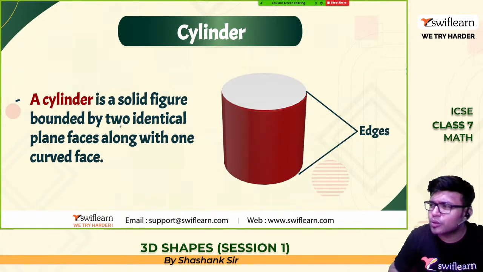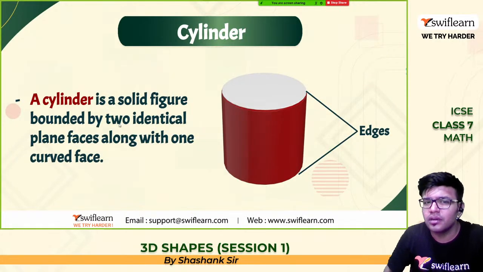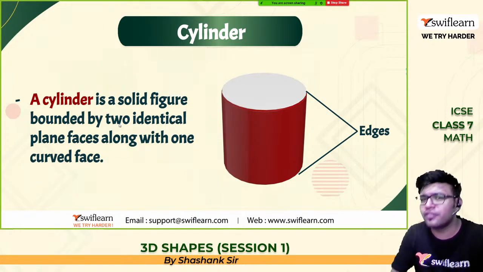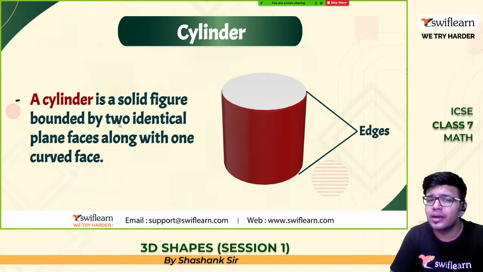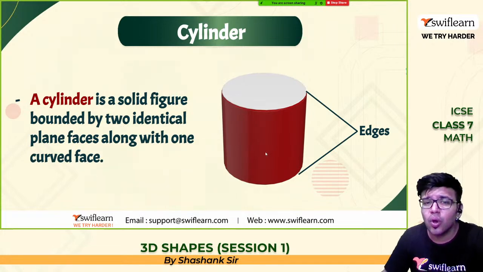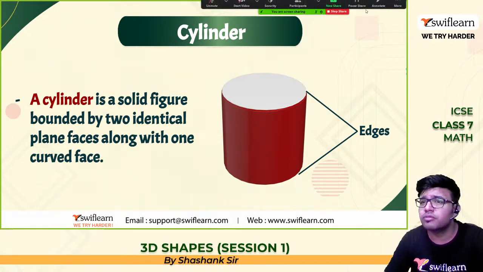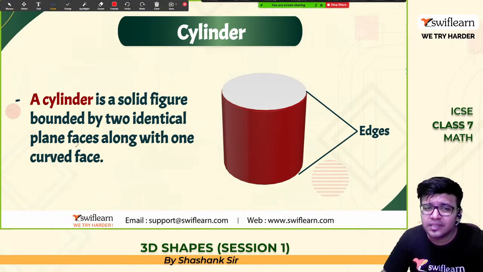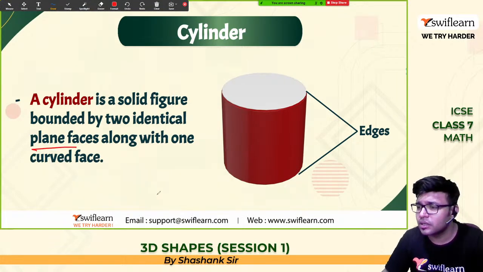Yes, what about this new object, cylinder? Cylinder is a solid figure bounded by two identical plane faces with one curved circle. These plane surfaces are nothing but circles.